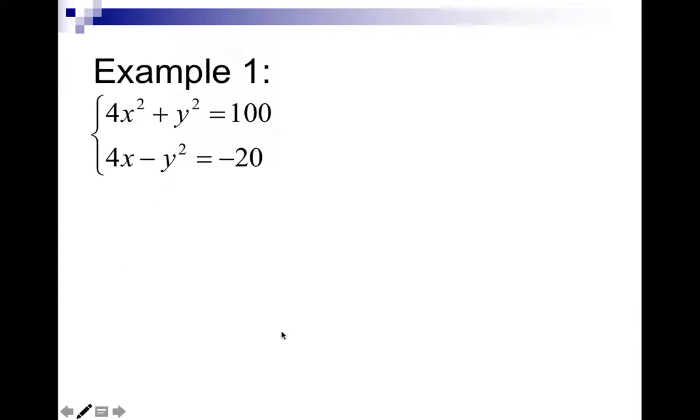So here's my example, another example. That previous example was just me trying to show you what the system might look like. Here's the example that we're actually going to do. So example 1. And the directions would just say, solve the system. You're supposed to recognize it's not linear, and you're supposed to know what the word solve means. It means to find the points of intersection.